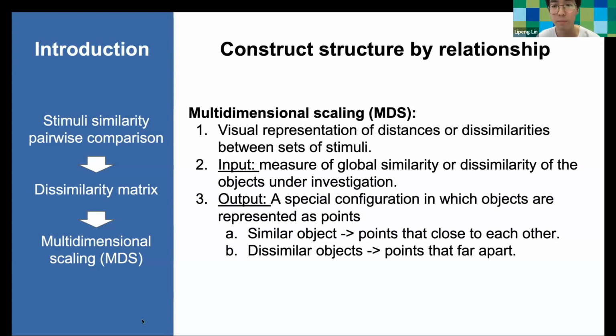Overall, we will start by asking participants, see the left side, to compare stimuli pairwise by similarity rating. Then we put these responses into a matrix to get a similarity matrix. I need to say that we assume this matrix is symmetric at this stage. Then we enter the matrix into multidimensional scaling to get a spatial configuration as an approximation of the structure of qualia, emotion experience.